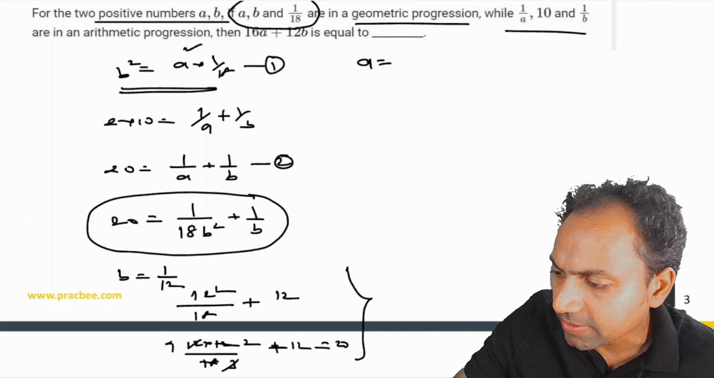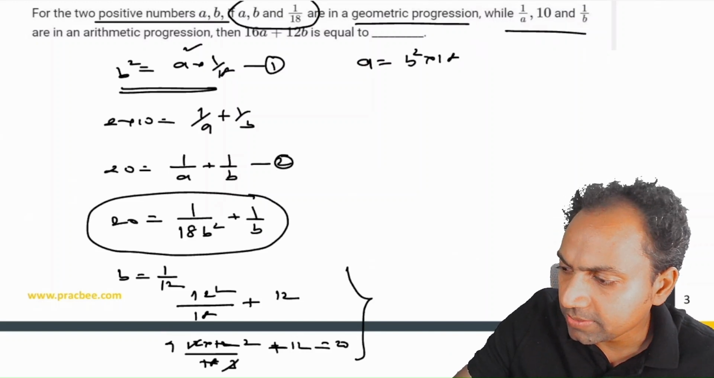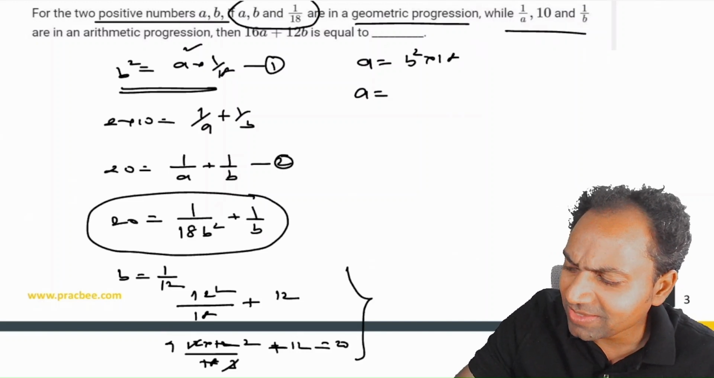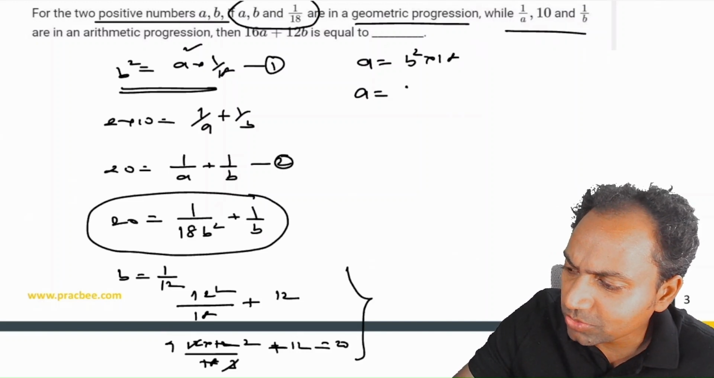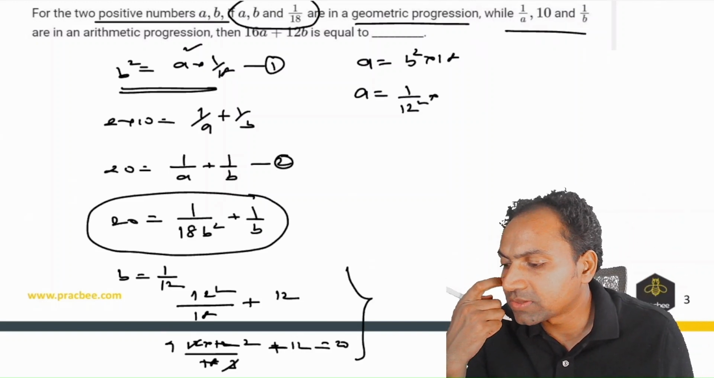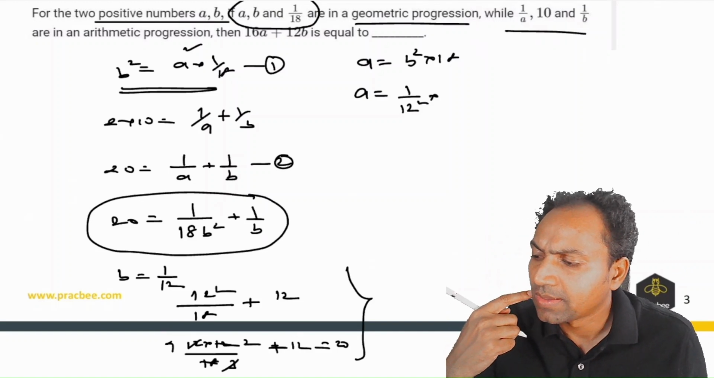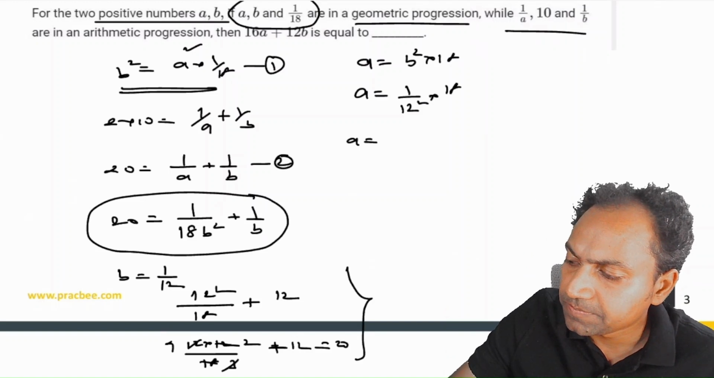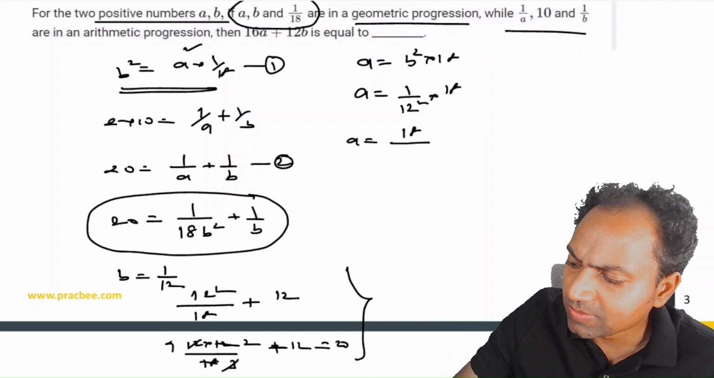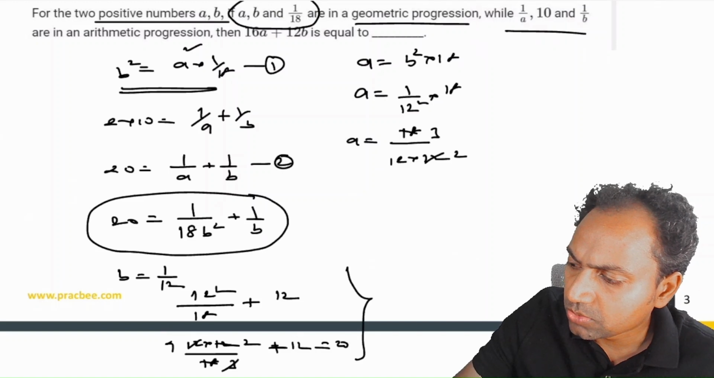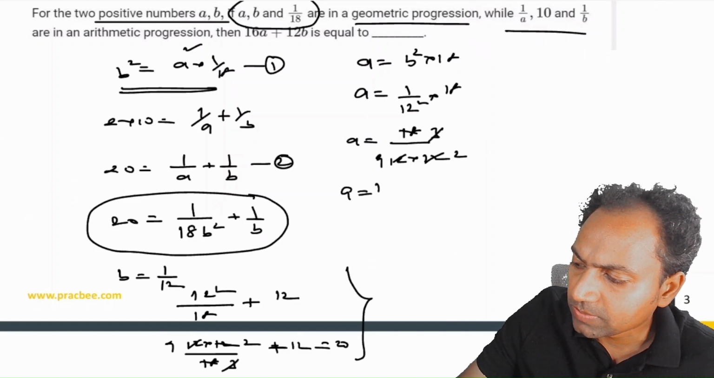So A is nothing but B square into 18. From the last part also you can guess, but let us do it. Here B square was nothing but 1 by 12 square, and into 18, the value of A comes out to be nothing but 18 by 12 square. We just did it, it is nothing but 8. So 12 into 12, 6 into 3, 6 into 2, 3 into 4, A becomes 1 by 8.